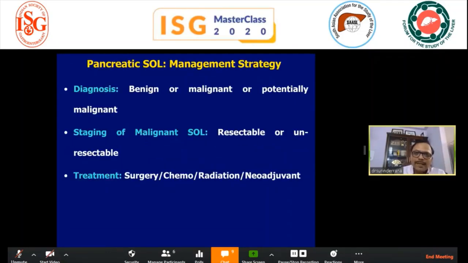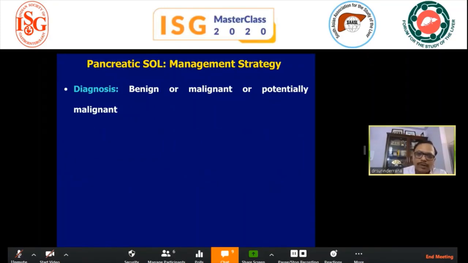So when we look at a management strategy for a pancreatic SOL, it basically involves 3 steps. The first step is to establish a diagnosis, whether the lesion is benign or malignant or a potentially malignant lesion. Once we have done that, the second step is staging of a malignant space occupying lesion, whether it's resectable or unresectable. And once we have decided that, we go finally on to treatment, which can be either surgery, chemo, radiation, or neoadjuvant. In this talk, for the lack of time, I'm only going to talk about the diagnostic approach of differentiating between benign, malignant, and potentially malignant lesion.